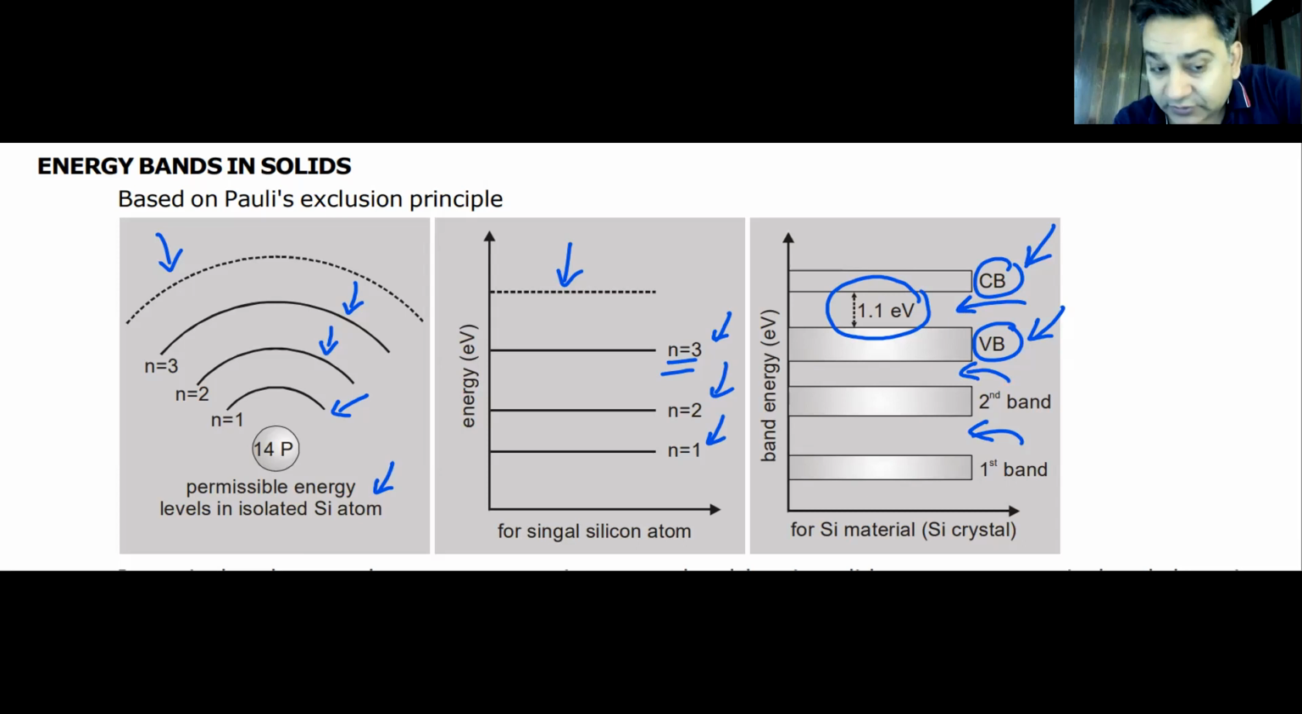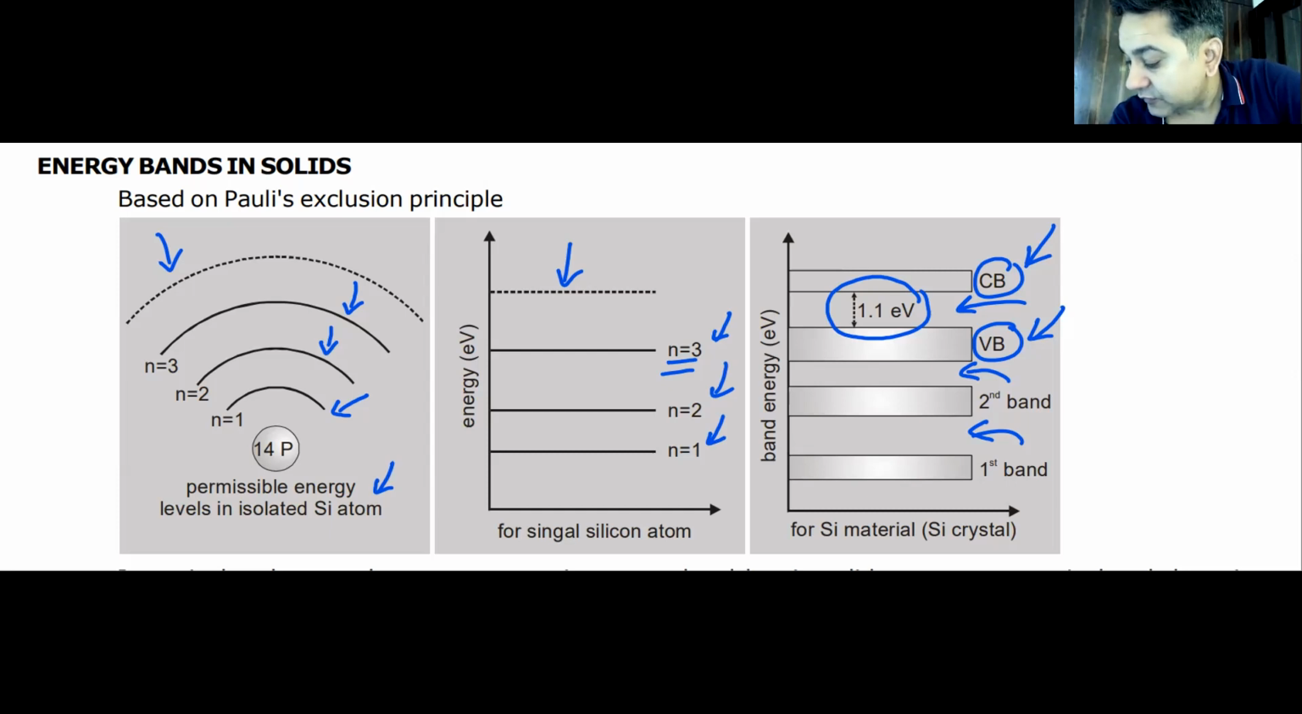Now, that gives rise to this branch, which is known as electronics. Because of this difference in energy bands, we have this branch which is known as electronics.